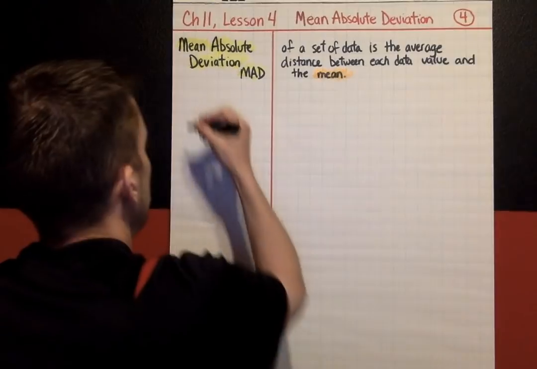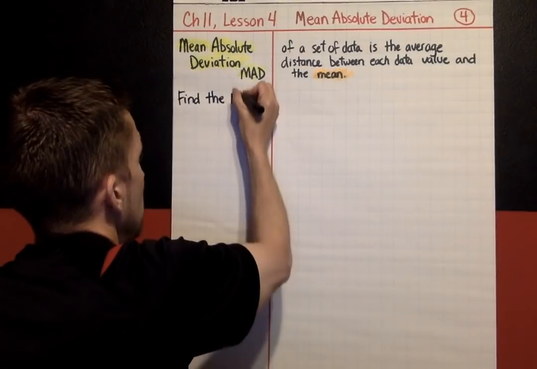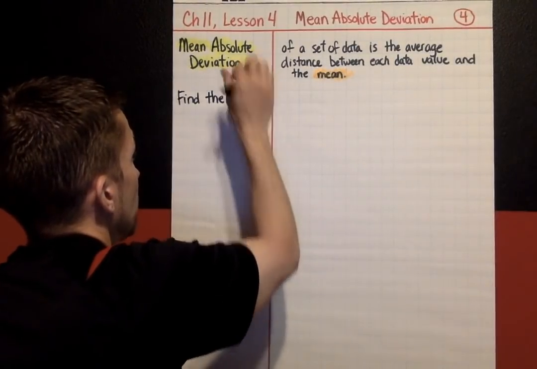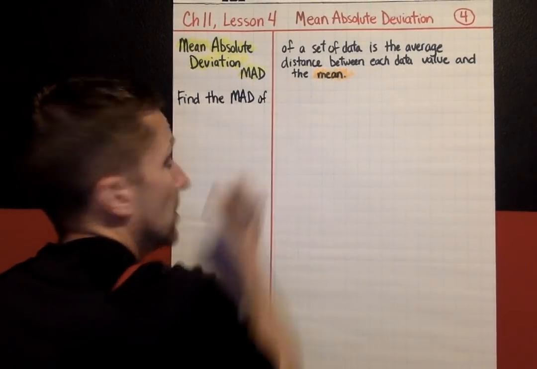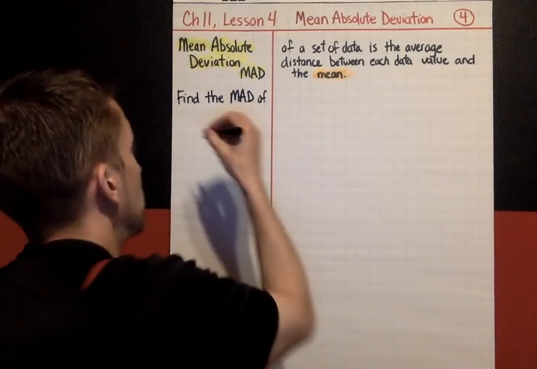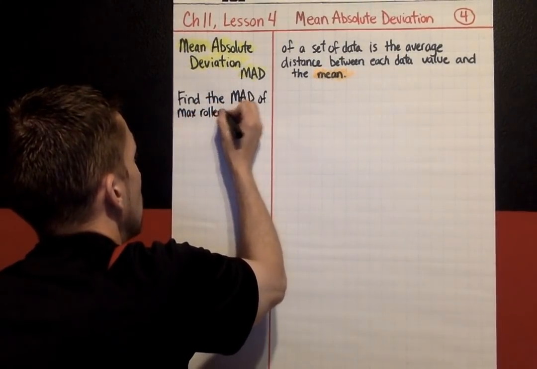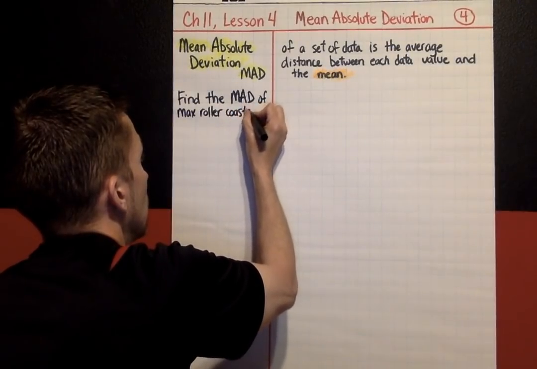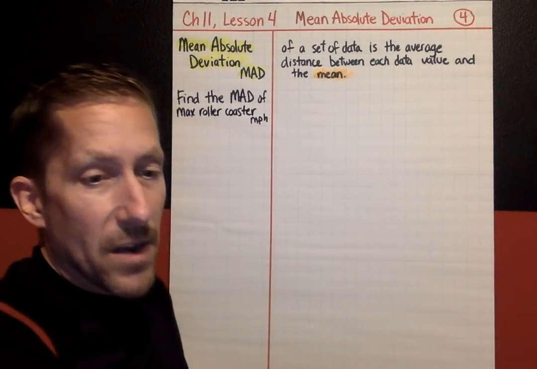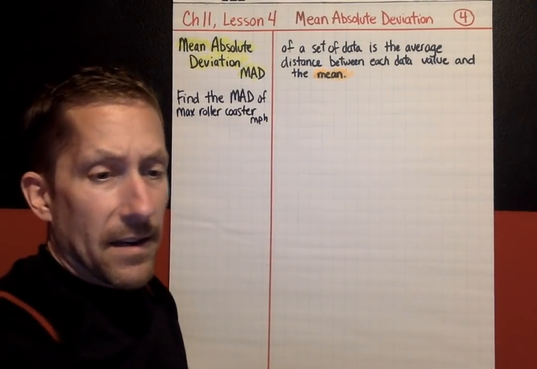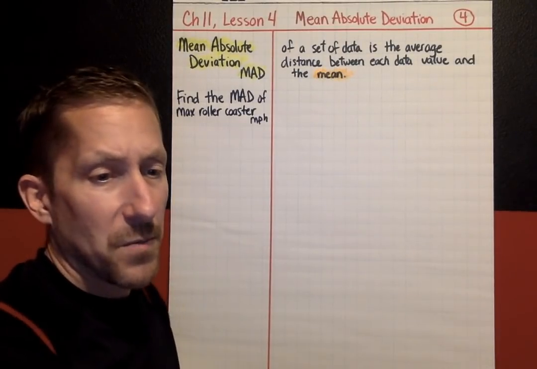Okay, so find the mean absolute deviation. I'm just going to abbreviate. Find the mean absolute deviation of max roller coaster speeds. And I'm going to put mph, miles per hour. So they surveyed 8 roller coaster parks. The fastest roller coasters they have, these were the speeds.